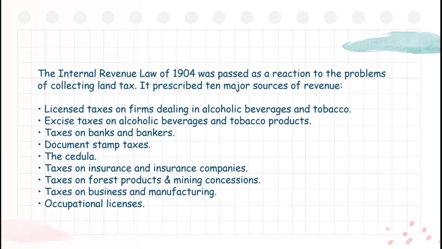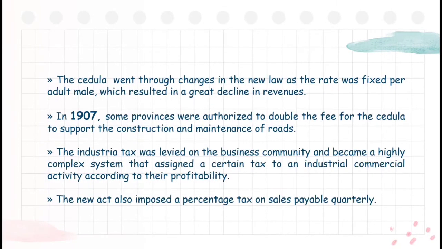Revenue Law of 1904. The following are some of the modifications that happened during or after the implementation of the said law. The first one is that the said law went through changes in the new law as the rate was fixed per adult male, which resulted in a great decline in revenues. Next, in the year 1907, some provinces were authorized to double the fee for the cedula to support the construction and maintenance of the roads.